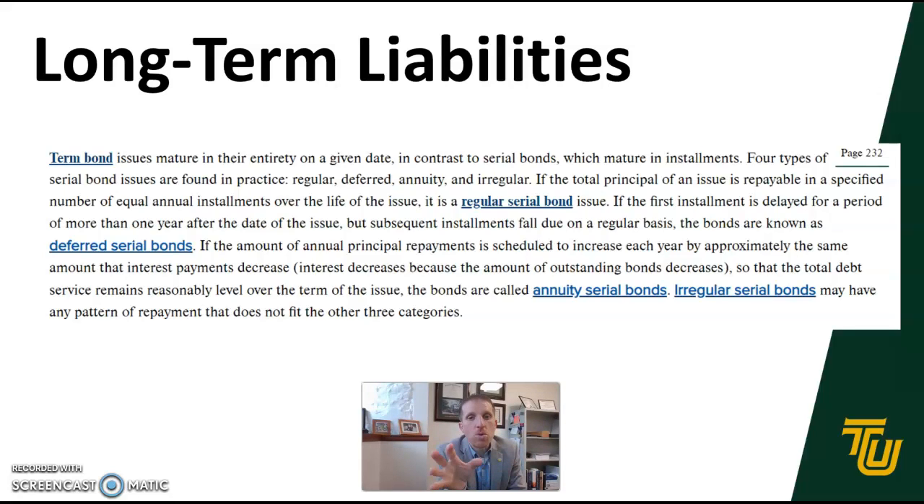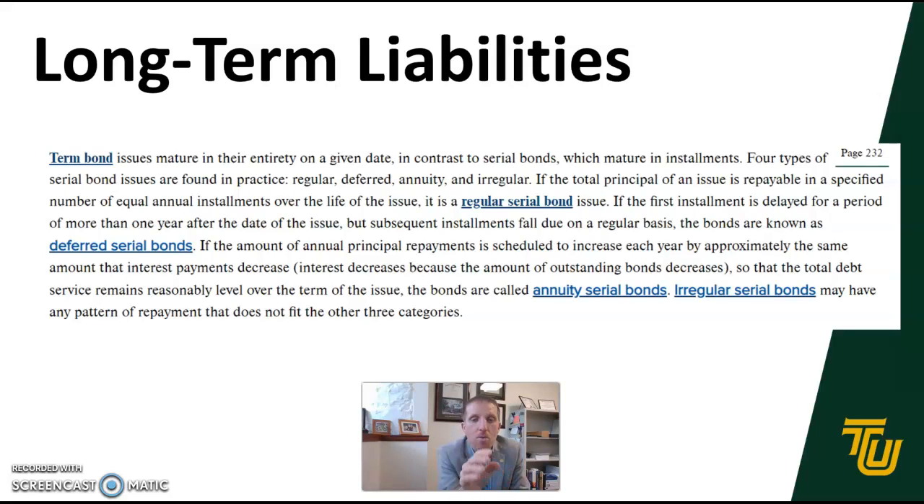Okay, now there's also what's called a serial bond. Instead of having the $1 million come due in 10 years, a serial bond just means that it's going to be maturing in installments. So if we have that $1 million, maybe it's 100,000 each year. Maybe it's stair-stepped, but also what we have here is basically 4 different types of serial bonds: regular, deferred, annuity, and irregular. Irregular, we'll get to in a second. That might be that stair step that I was just talking about.